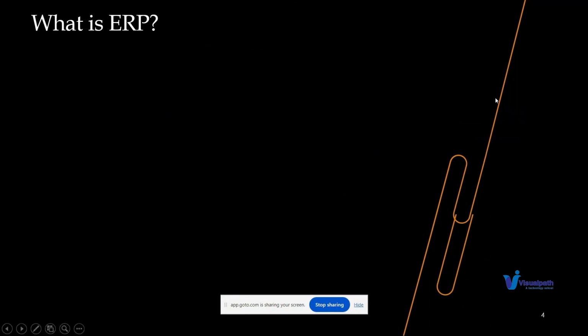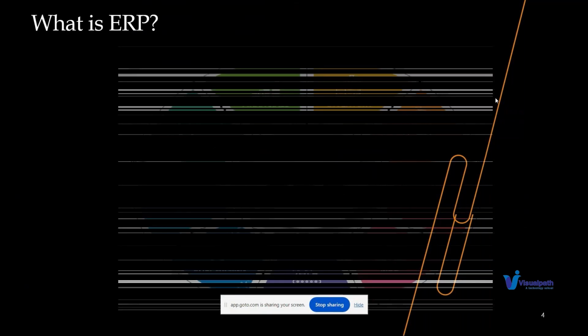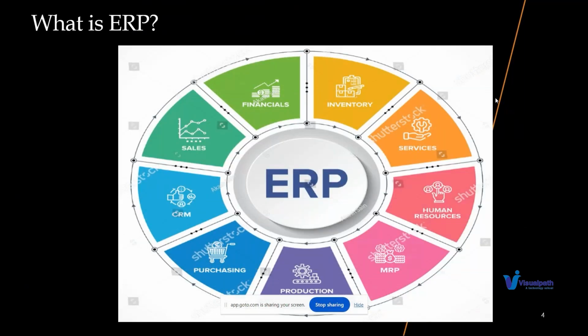So what is this ERP? ERP stands for Enterprise Resource Planning, and this was the picture I used to project here. Before giving you the definition of ERP, I'll just give you an example of a particular organization, and then I'll explain the definition of ERP. So ERP stands for Enterprise Resource Planning.